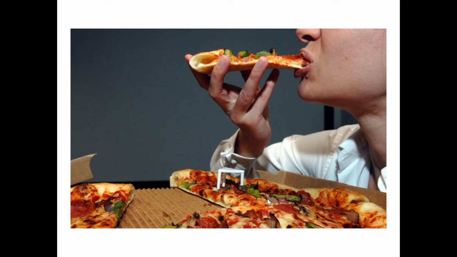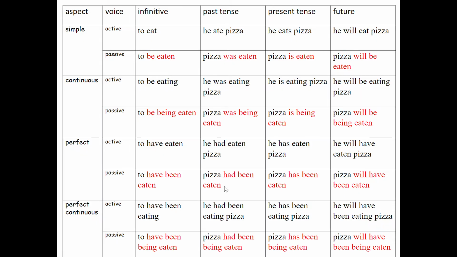Let's change the example here to pizza being eaten. So talking about pizza being eaten in the passive, you can see here the passive voice for all of the 12 English verb tenses plus the infinitives here. To be eaten, to be being eaten, to have been eaten, to have been being eaten. But let's focus on the three main ones, the past tense, the present tense, and the future tense.